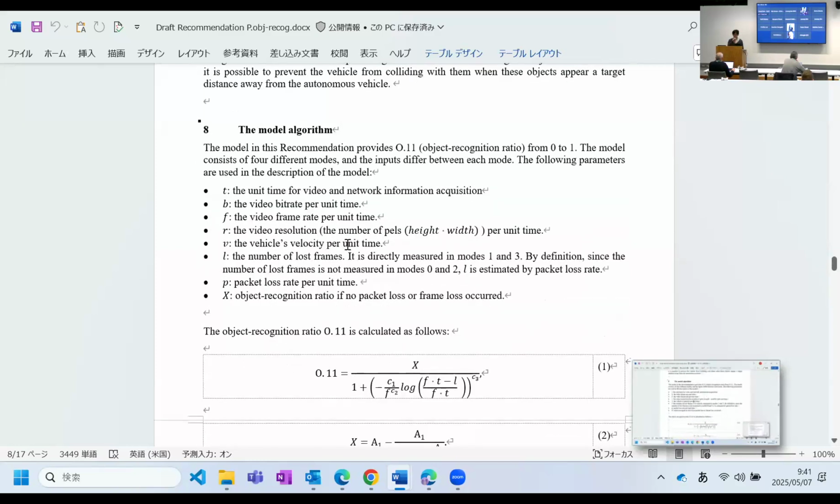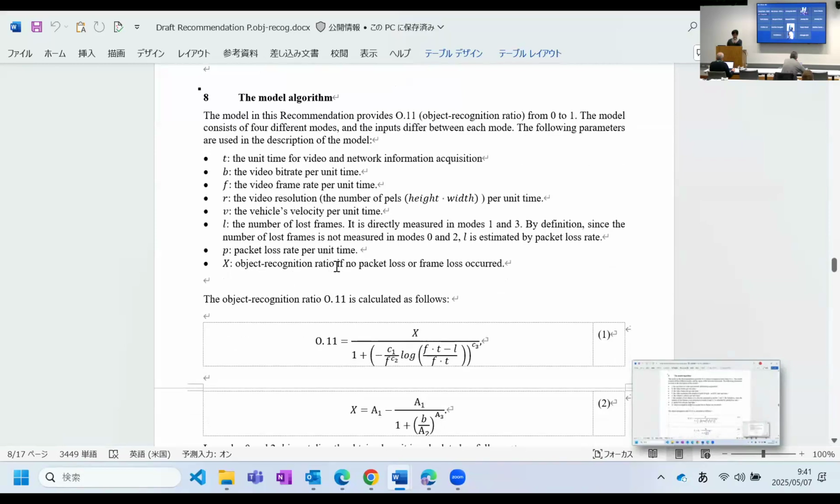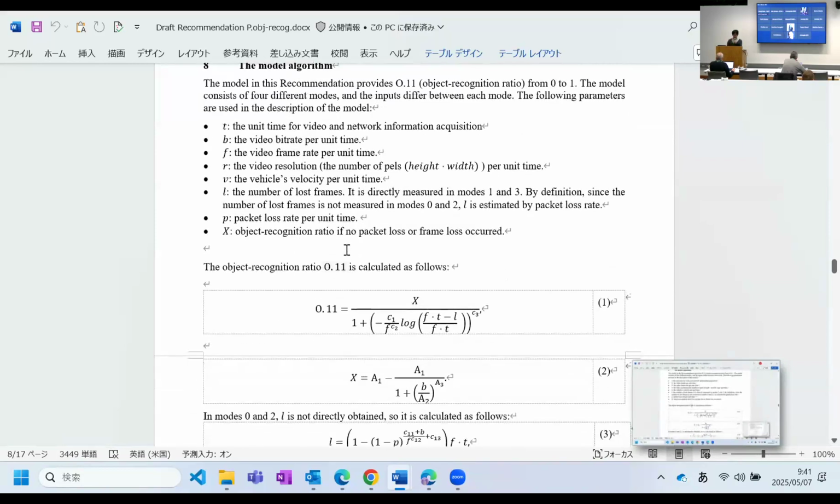T is the unit time for video and network information acquisition, B is the video bit rate, F is the video frame rate, R is the resolution, V is the vehicle velocity, and L is the number of lost frames. It is directly measured in modes 1 and 3, and since the number of lost frames is not measured in modes 0 and 2, it is estimated by the packet loss rate. P is the packet loss rate per unit time, used in modes 0 and 2, and X is the object recognition ratio if no packet loss frames occur.